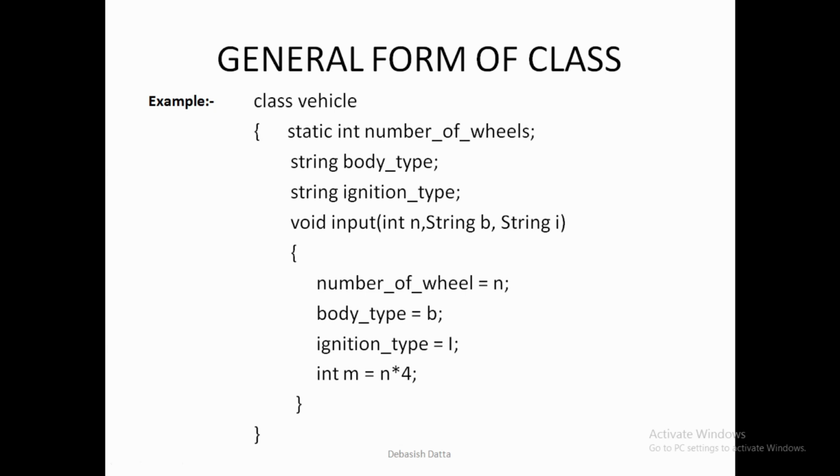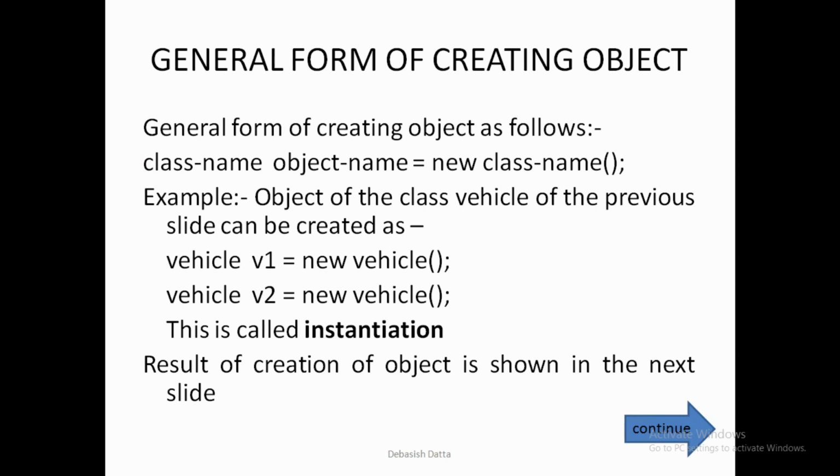Now to make this class functional, or to make any class functional, we have to create an object. An object can be created using this general form. First we have to write the class name, then the name of the object, then the equal to sign, then the new operator, then again the class name with an opening bracket and a closing bracket. This class name along with the opening and closing brackets forms a special type of function named constructor. We'll discuss the constructor in later chapters.